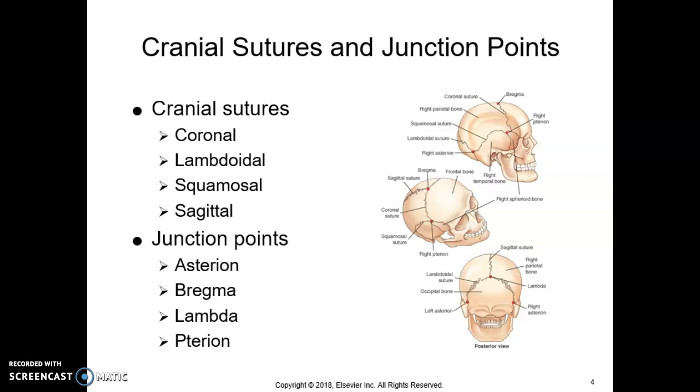There's also junction points, and they have really fun names: asterion, bregma, one of my favorites, lambda, and pterion. Now again, it's debatable whether or not that P is supposed to be silent or not, but I like saying the P, so we're just going to go with it.